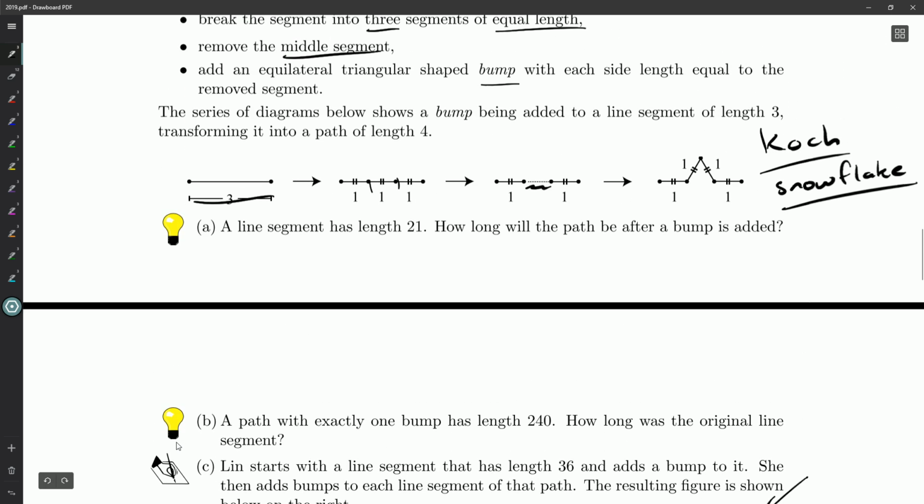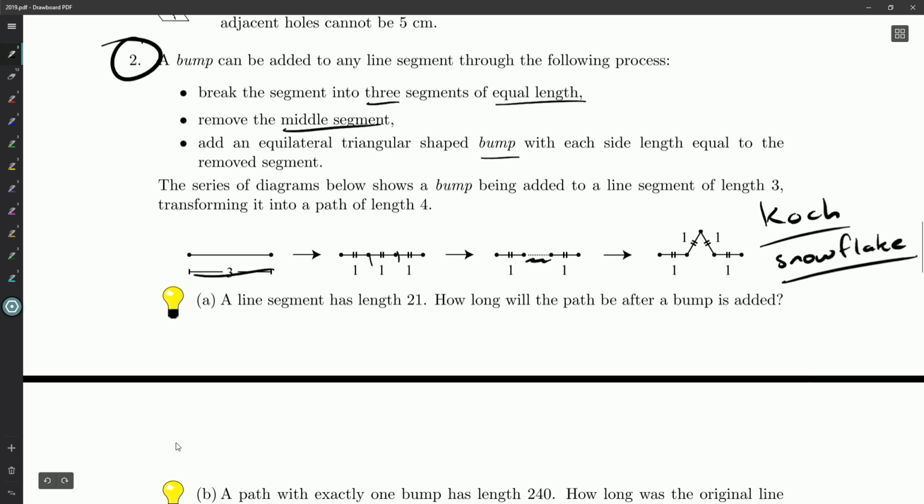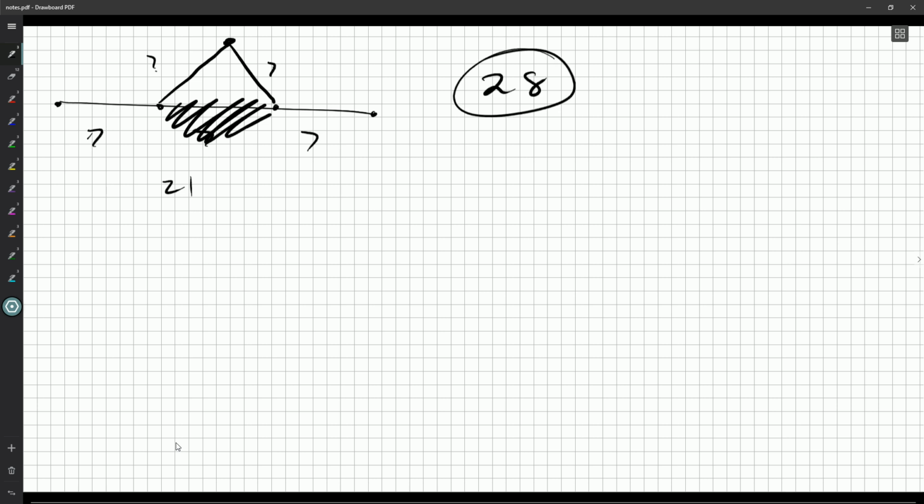Anyway, so we got 2 light bulbs and 2 written portions here. A line segment has length 21. How long will the path be after the bump is added? Okay, this is not too bad. We can visualize it if we want. The question's basically added just to make sure we're understanding the process. So divide this 21 into 3 segments. Those will each be of length 7. So we lose a length of 7, but then we add 2 more in, and we can count 1, 2, 3, 4 7s. 28 will be the new length. That's all there is to it.